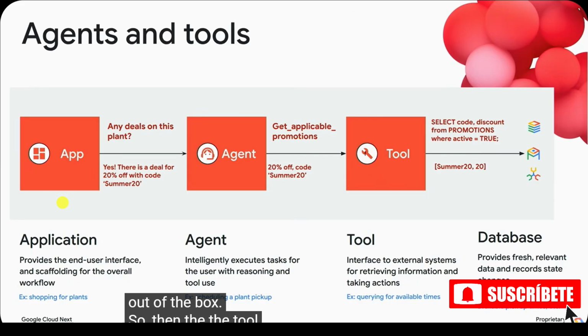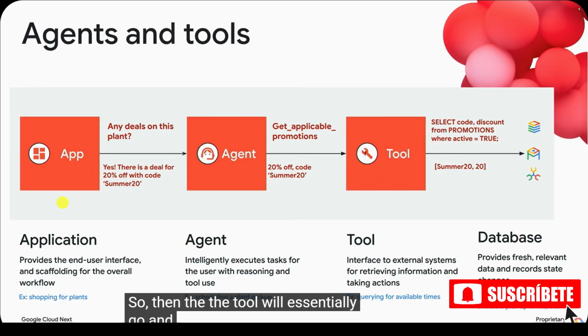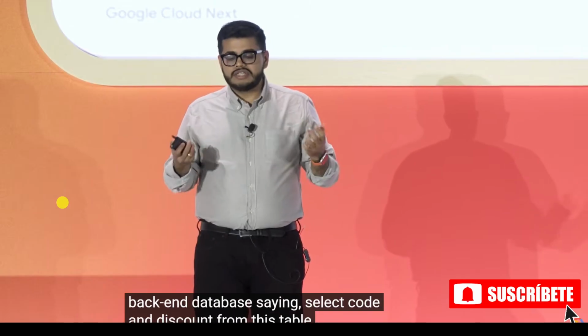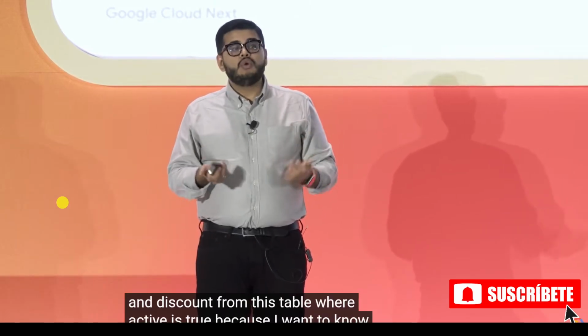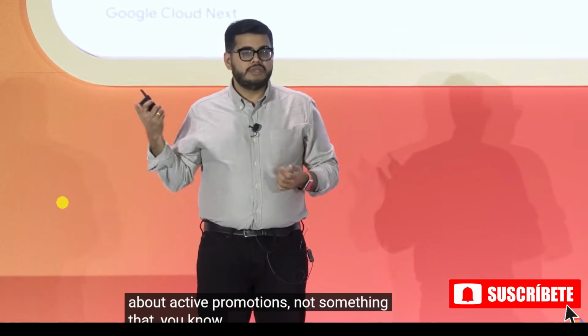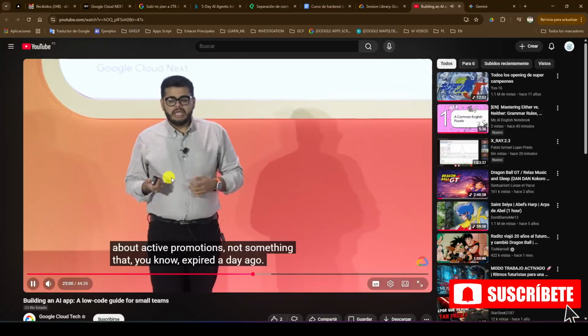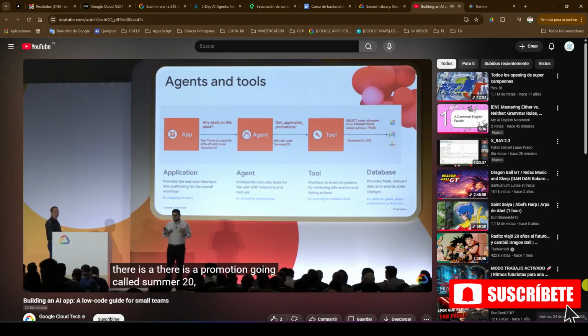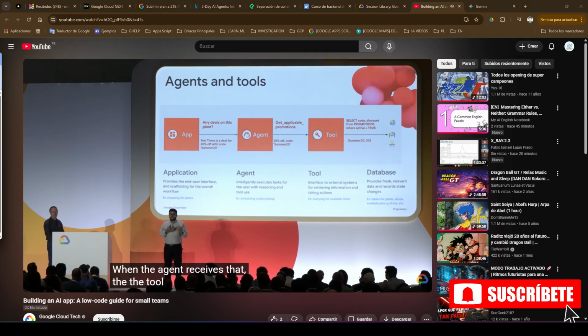So then the tool will essentially go and run a query on the backend database saying, select code and discount from this table where active is true, because I want to know about active promotions, not something that expired a day ago. And then it gets the result saying that there is a promotion going called Summer 20, which offers 20% discount. When the agent receives that, the tool returns that as 20% off with the code Summer 20.